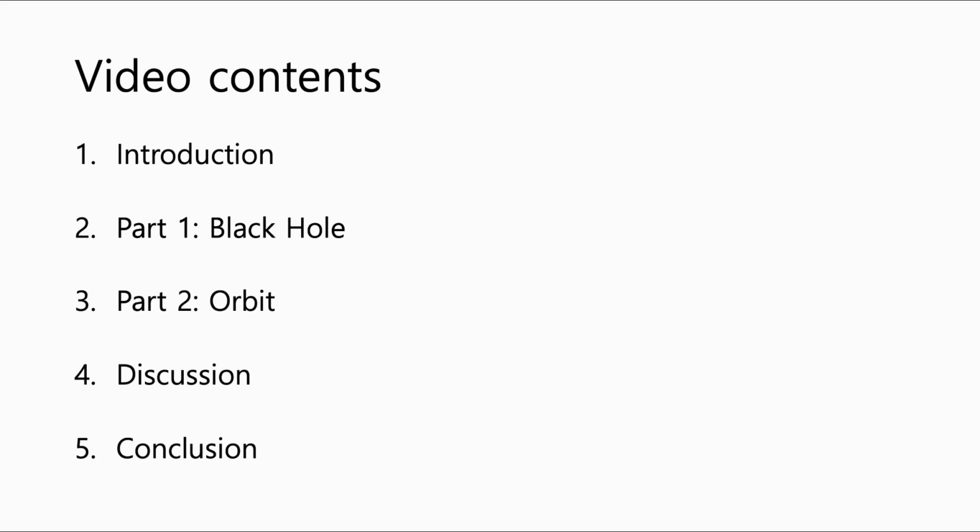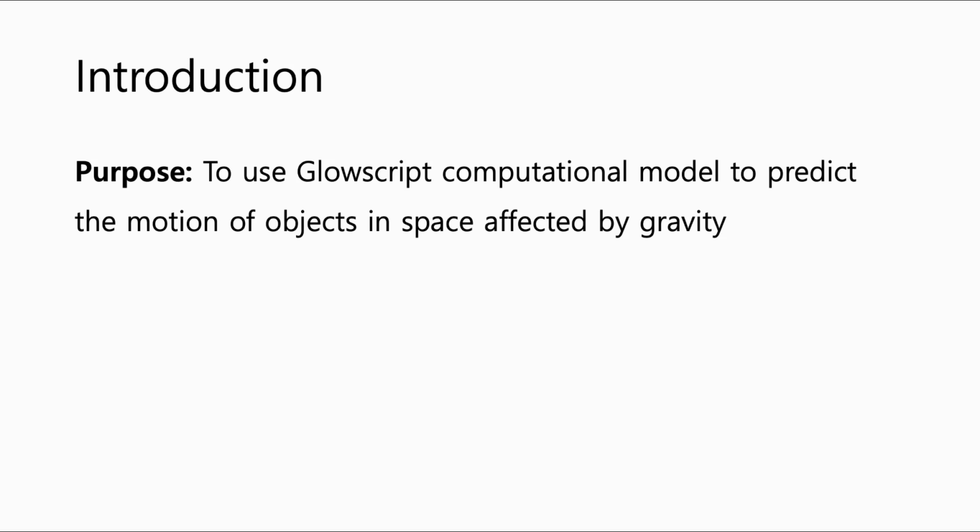This is my lab video report for Lab 3 on black holes and orbits. This is what the video will cover, starting from the introduction, and it has two parts, part 1 black hole and part 2 orbit, and all the way to the conclusion. The purpose of this experiment is to use GlowScript's computational model to predict the motion of objects in space affected by gravity.